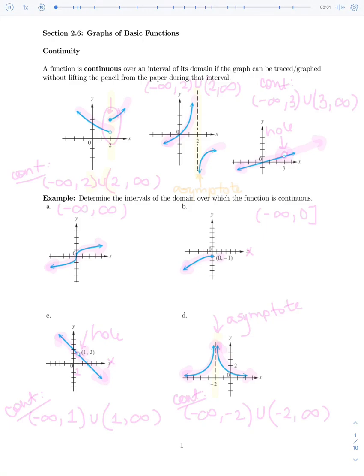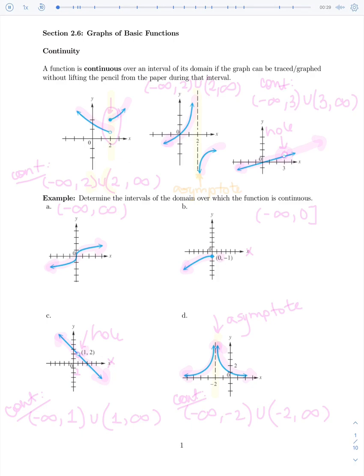In section 2.6, we'll start talking about what it means for a function to be continuous. In the simplest terms, what it means for a function to be continuous over an interval is that you can trace your graph from left to right without having to pick up your pencil. The second you have to pick up your pencil to continue tracing is where you are not continuous.